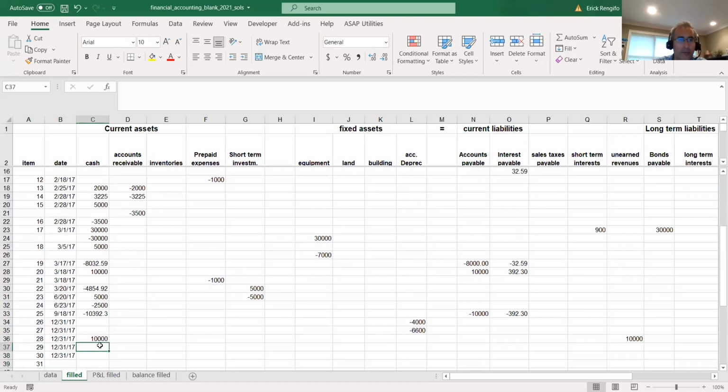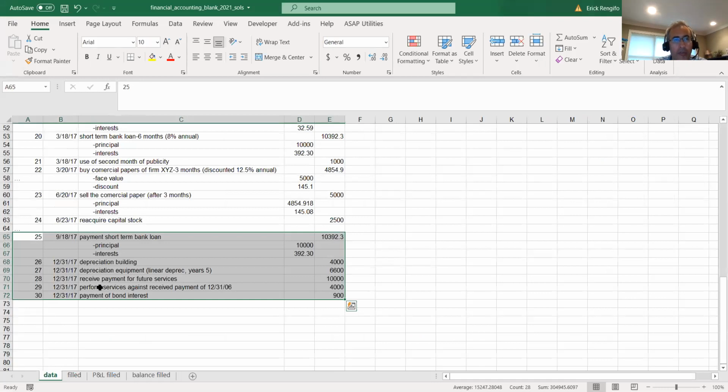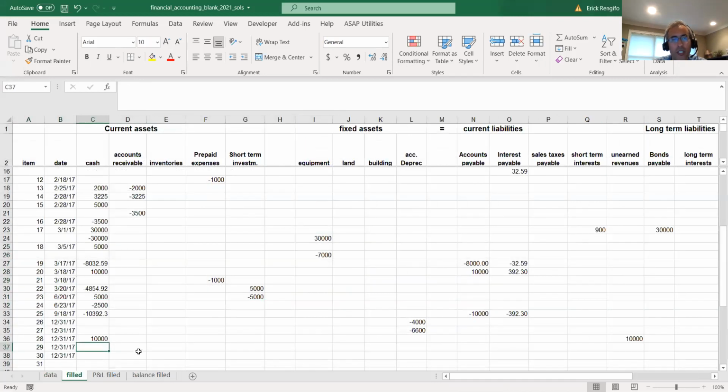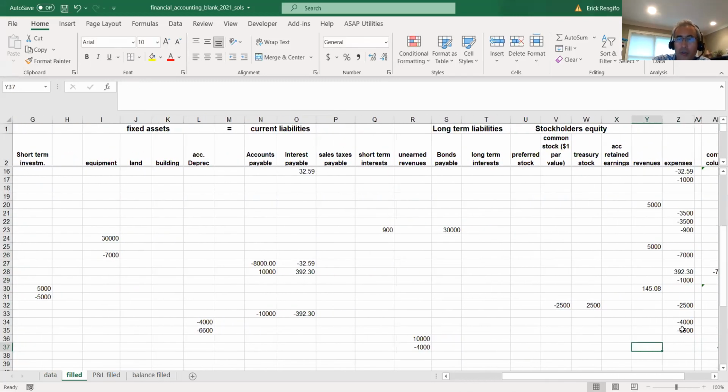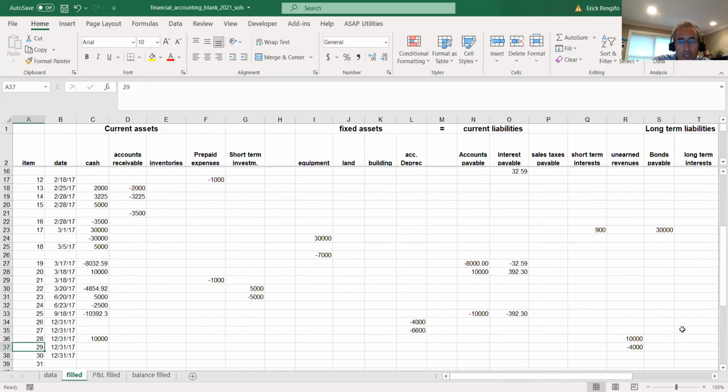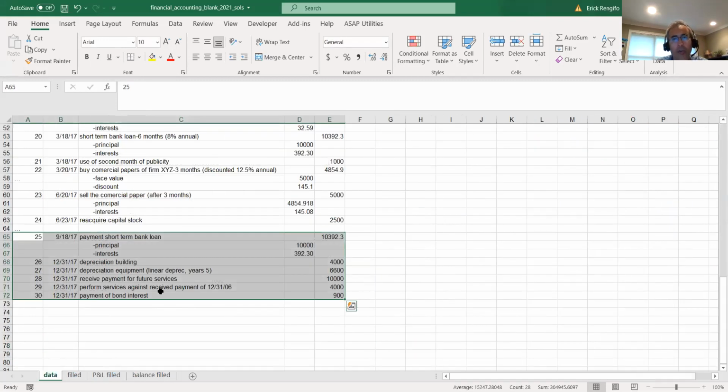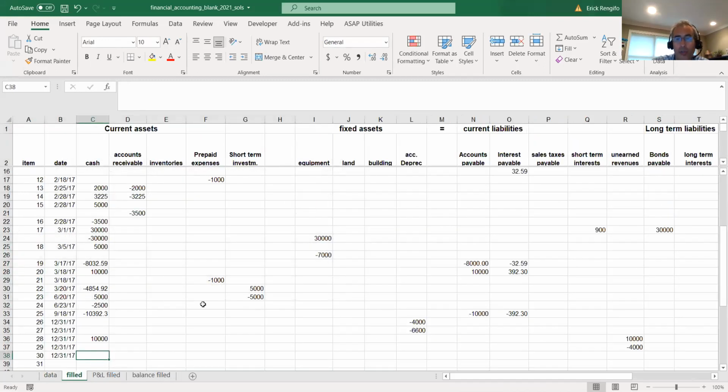Now let's do 29. Perform services again. So from this 10,000, I use $4,000. So basically now it's not anymore cash. So I do this minus $4,000 here. And this now becomes a revenue, $4,000 here. And then finally, the last one, payment of bond interest. So I pay the 900 of bond interest. So I simply put 900 here, and I remove this short-term interest. And with that, we're done.